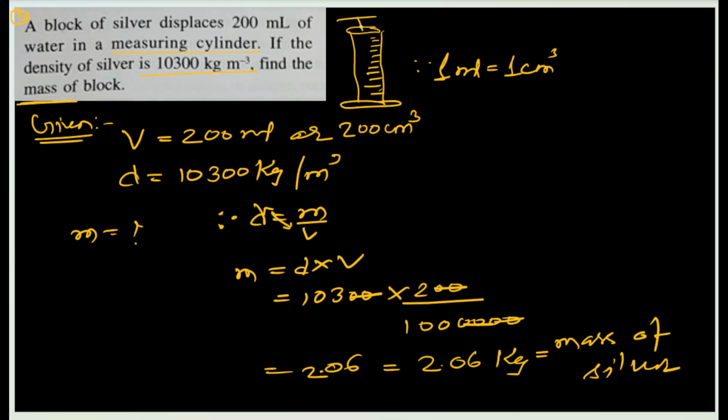Okay, and that mass of silver is present in this measuring cylinder, in which the already filled measuring cylinder displaces its water 200 ml, and they give you the density of silver, and finally they will ask you about the mass. Okay, please note it down clearly.